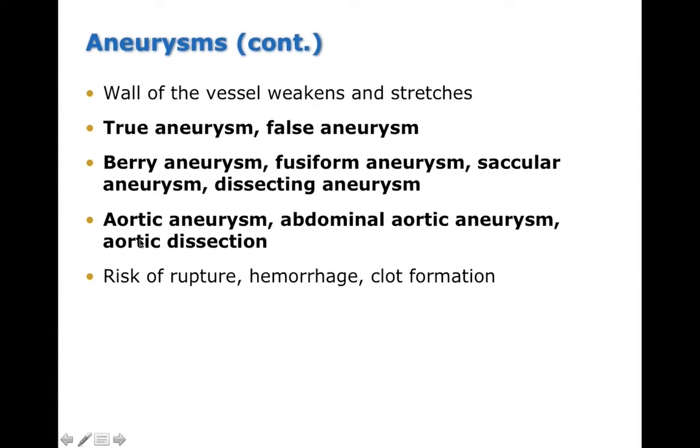And we can also get aortic dissections, which is basically where the vessel wall starts to tear. The problem with these aneurysms is they have a high risk of rupture, and when they rupture, you get excessive hemorrhage or clot formation. Even if you maybe prevented the hemorrhage, these blood clots can break free and cause problems downstream.